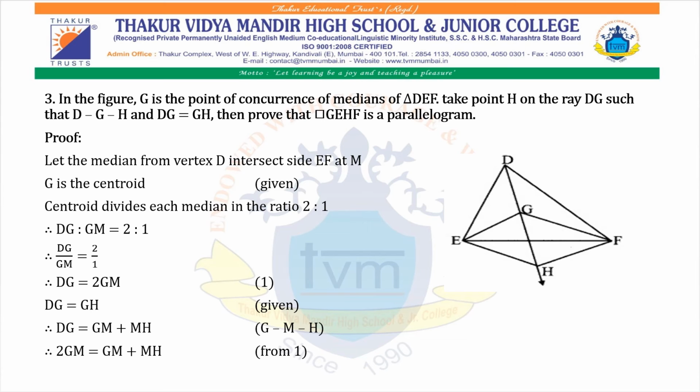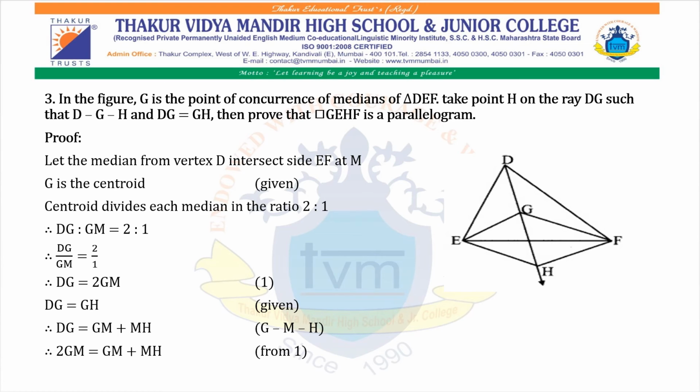Centroid divides each median in the ratio 2:1. Therefore, DG to GM is 2:1. Therefore, DG upon GM is equal to 2/1. Therefore, DG is equal to 2GM. This is our first statement. DG is equal to GH, which is already given. Therefore, DG is equal to GM plus MH because G-M-H, M is on the median.